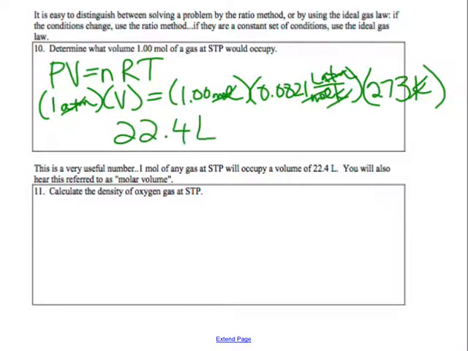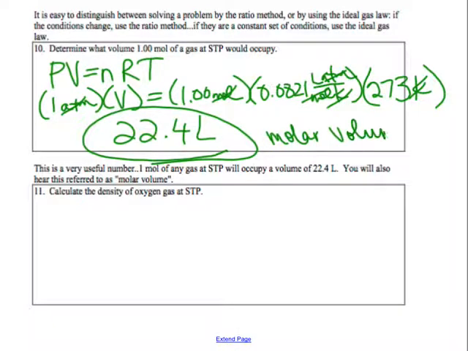22.4. Where have you heard that? One mole of any gas at STP has a volume of 22.4 liters. Up to this point, you've just memorized it, but this is why, right here. This is also known as molar volume. Only at STP is that 22.4 legit. It's going to change, and you see now why. If temperature or pressure changes, doesn't that number change? Yeah? Because of PV equals nRT.